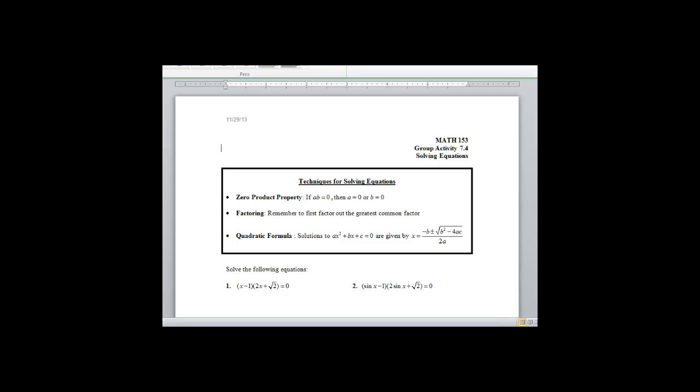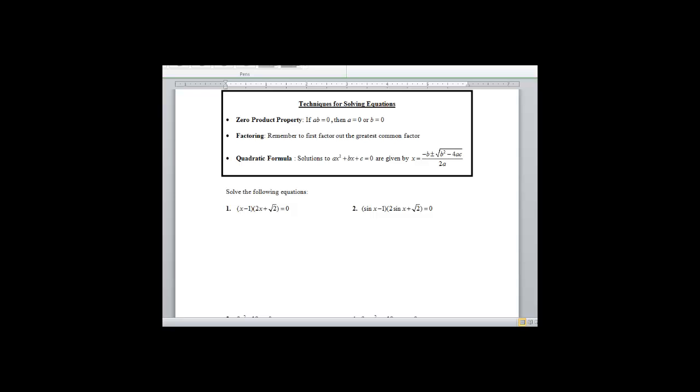Section 7.4 and 7.5 in our pre-calculus textbook deal with solving trig equations. But before we actually get into the solving of the trig equations, we're going to do a little review of solving quadratic equations. There were a few different ways you could solve quadratic equations.